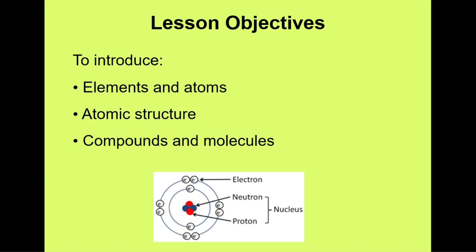That brings us to the end of this video, where we've done a gentle introduction to elements and atoms. We've looked at the basic atomic structure, and we've talked about the difference between compounds and molecules. Once you've digested this information a little bit, you can move on to the next video where we're going to be looking at ionic and covalent bonds.